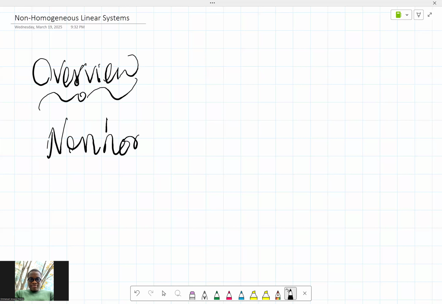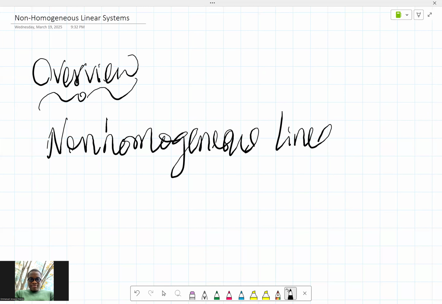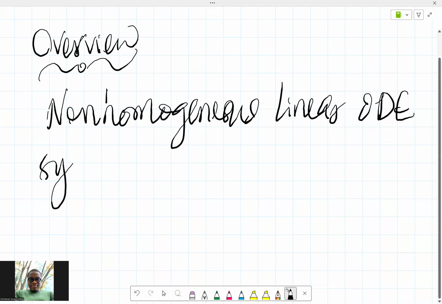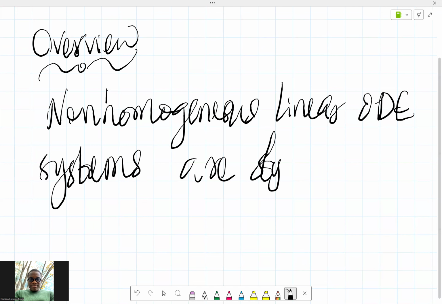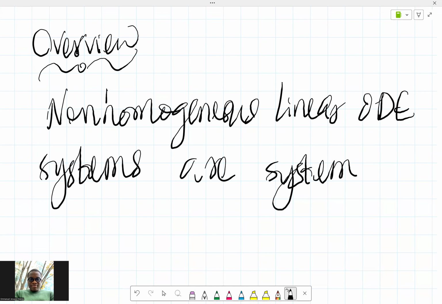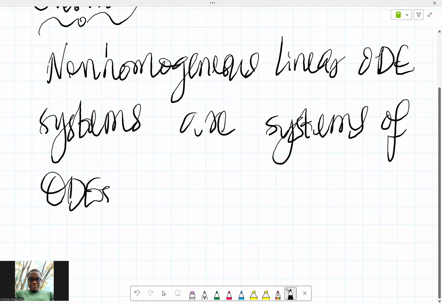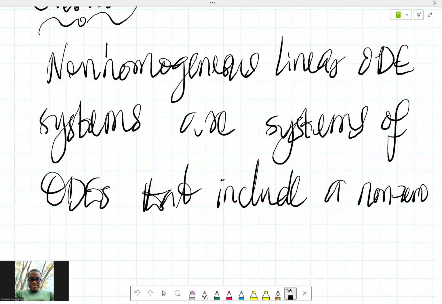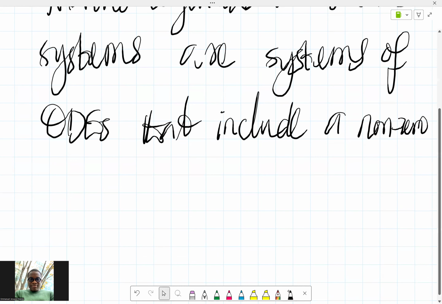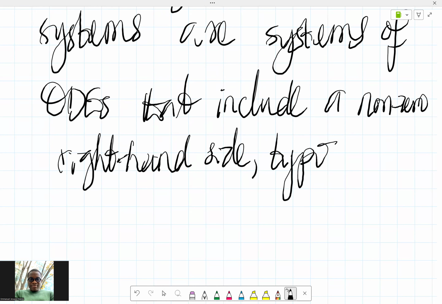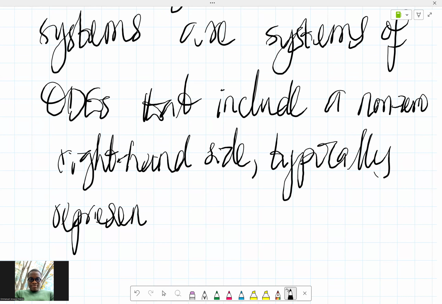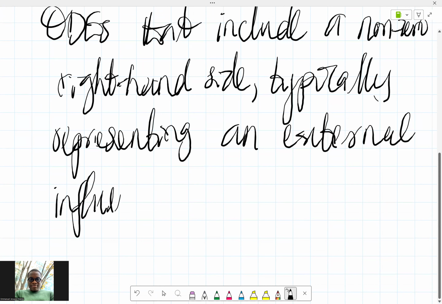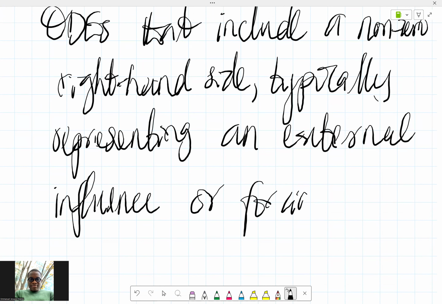So non-homogeneous linear ordinary differential equation systems are systems of ordinary differential equations that include a non-zero right-hand side, typically representing an external influence, or what we call a forcing term. Okay.